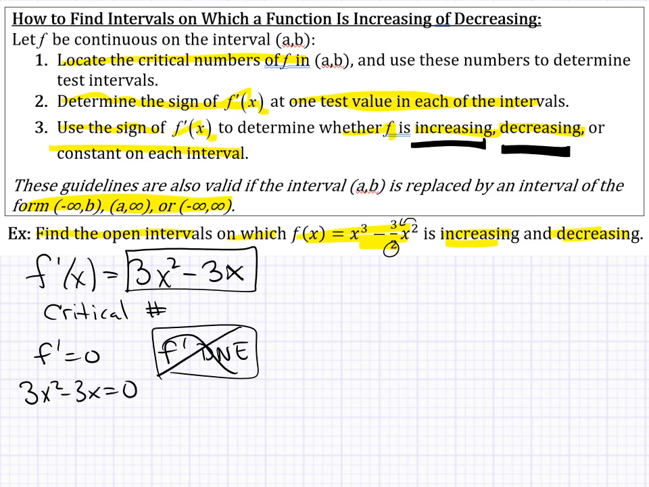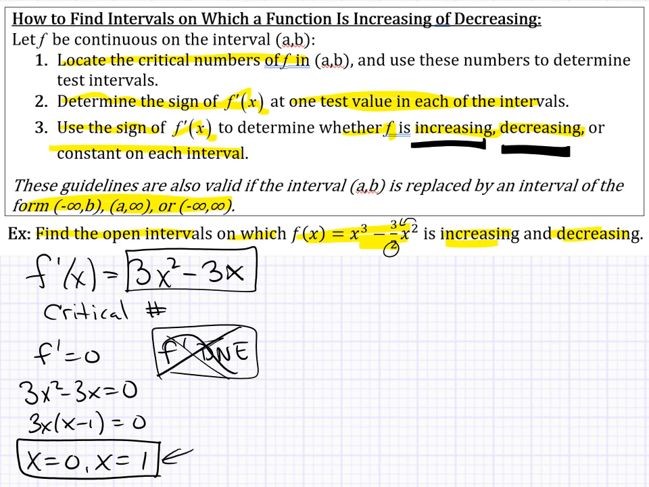Where does it equal 0? Well, we have to solve this equation. Again, another quadratic. Factor out 3x, we get x minus 1. So we find that the derivative equals 0 when x equals 0 and when x equals 1. So it never does not exist, and it only equals 0 at 2 places. Which means any other x value, when I plug it into the derivative, will be either positive or negative, because we've already crossed these off the list.